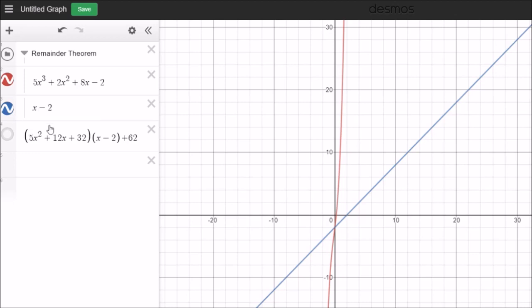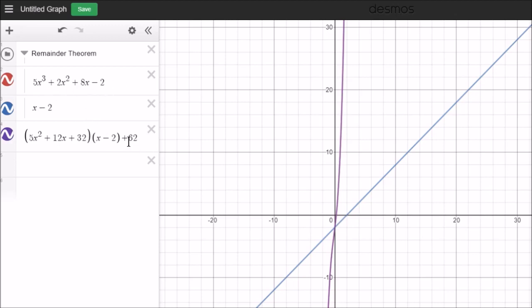So we said that this here, 5x cubed plus 2x squared plus 8x minus 2, is going to be exactly the same as our x minus 2 times this function here. So we've divided that out and we've got this here as the quotient and we've got the remainder as 62. So if this is correct, whenever I click on this one, it should draw a graph straight over the red function because we're just saying that this here is the same as that. So we click there and the purple one is just drawn over the red. So this function here does equal this here, so it is correct.